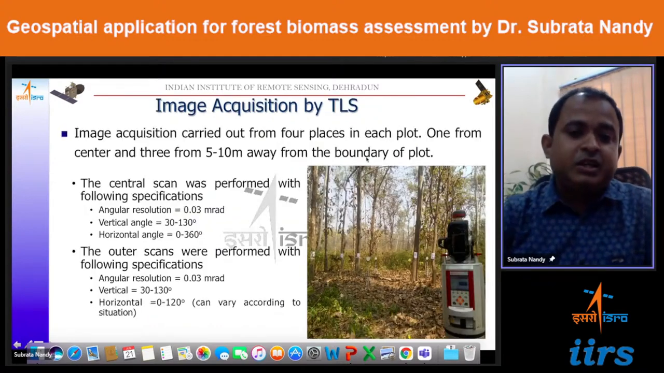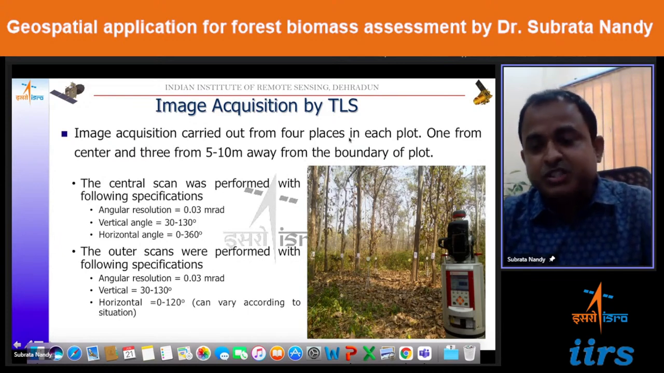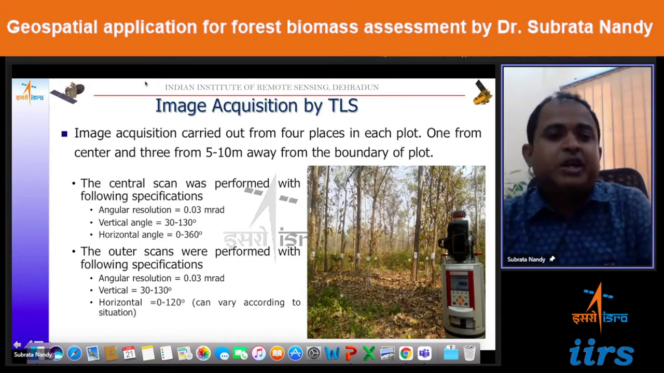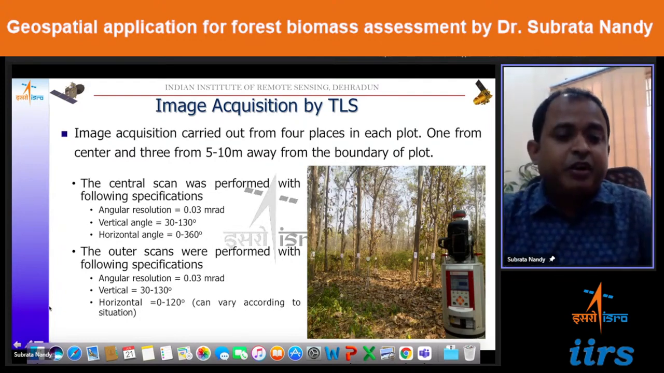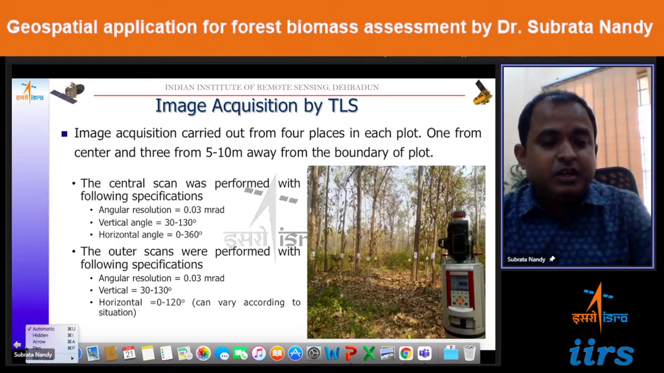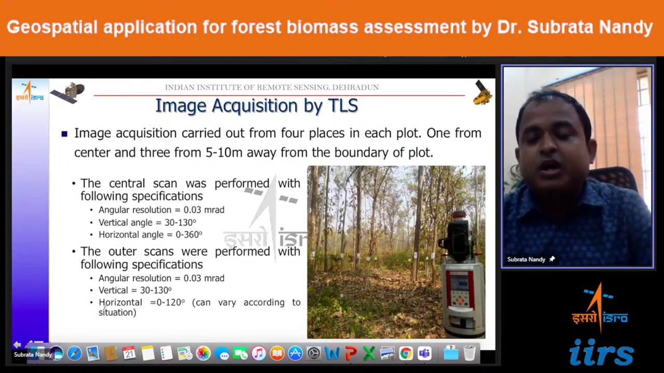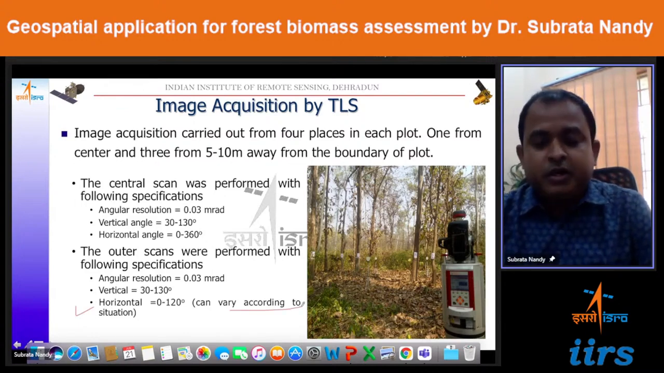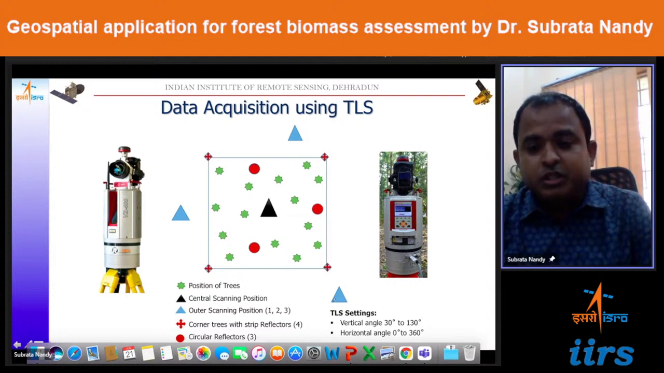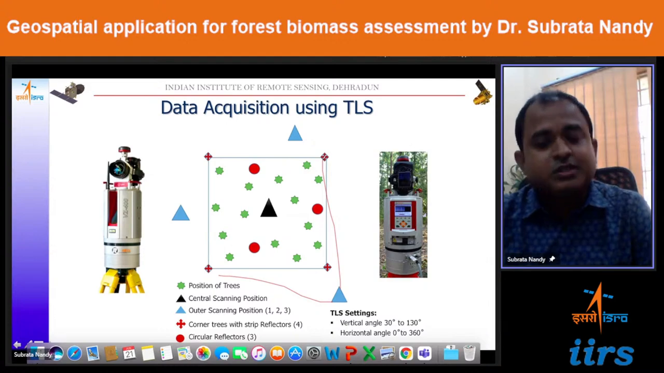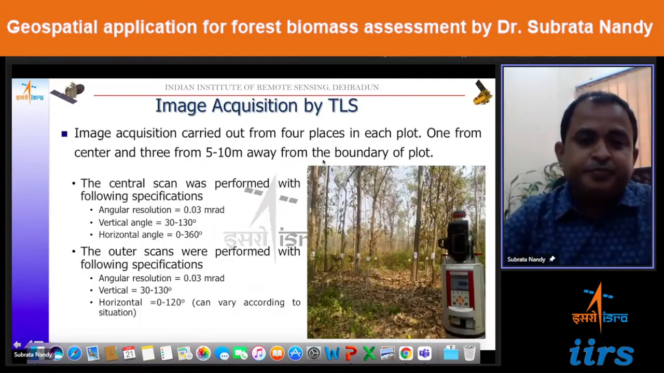When you are scanning from outside, you can scan from around 5 to 10 meters. That again depends on the density of the forest. And the horizontal angle, when you are scanning from outside, can vary according to the situation. Suppose I'm scanning from here, instead of 0 to 360 degrees, I can scan this angle only. So this can be fixed.